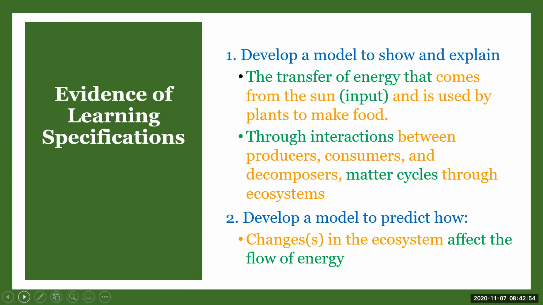Next, we want the students to also develop a model, and it could be the same model, to predict how changes in the ecosystem affect the flow of energy. So that's when we had that example of, okay, say there's a drought. We have the students tell us, well, if there's a drought, this is going to happen to this particular ecosystem and how it might affect all the species within.